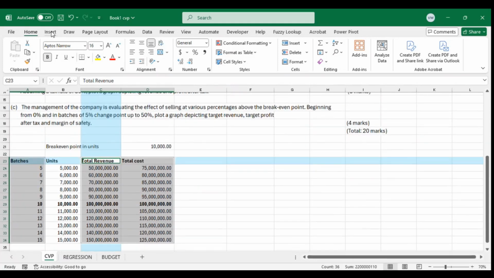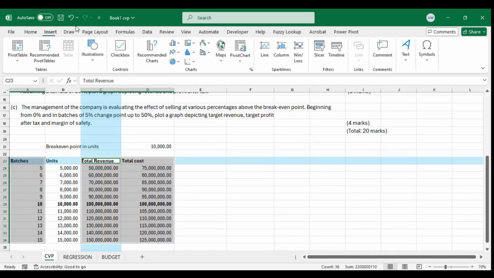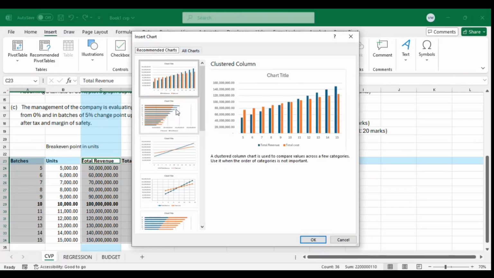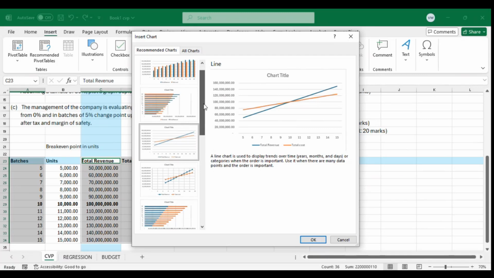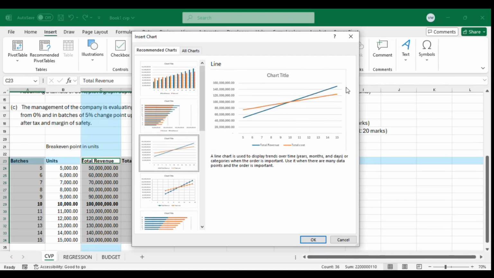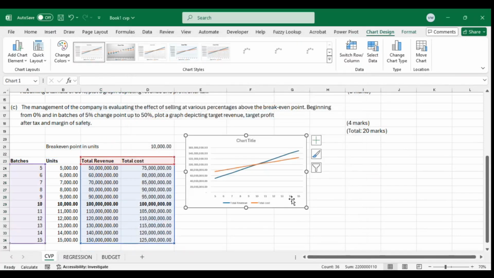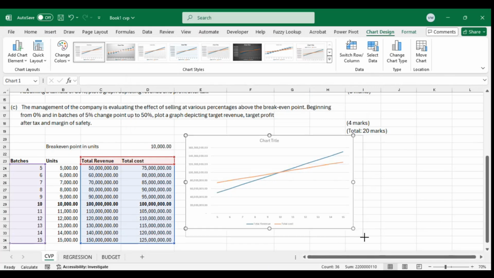Once we've done that, then we can just go to insert. Then we tell Excel to recommend for us a proper chart. From the recommendation, we see through and see which chart best describes what we want. And you can see that there are two possible charts. We have the scatter chart and we also have the normal line chart. So I think the line chart is best for this because you can see that the two lines are intersecting. So once you are comfortable with this, then you can just say okay, so that we use the line chart. So this is our line chart.